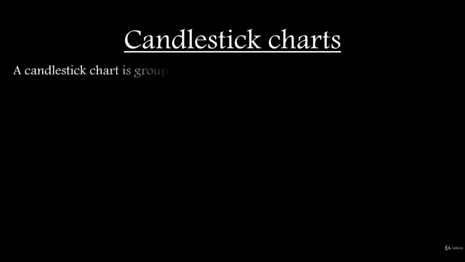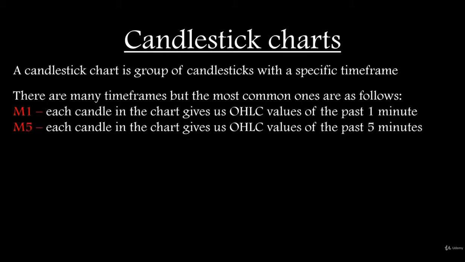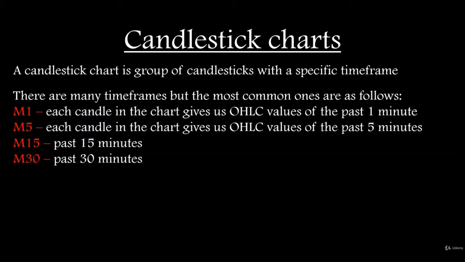So candlestick charts are basically a group of candlesticks that are bunched together and they are specific with a time frame. Now there are many kinds of time frames that are out there, and you can even generate your own time frames, but the most common ones are the M1, the M5, the M15, the M30. So basically the M stands for minute. So when you look at the M1, each candle in that chart is going to give us the OHLC values for a past 1 minute. Each candle is going to be generated in every minute.